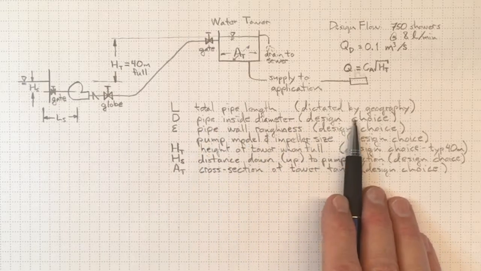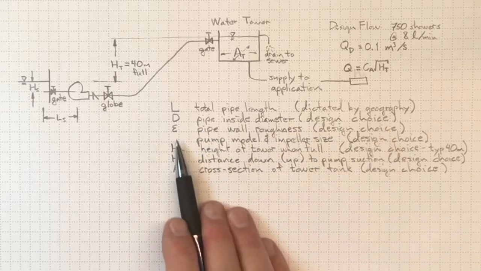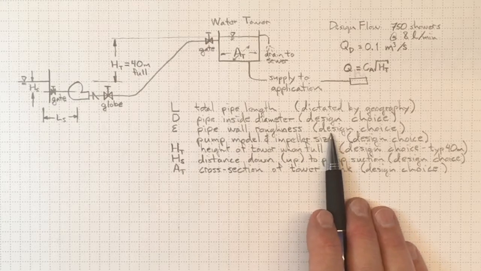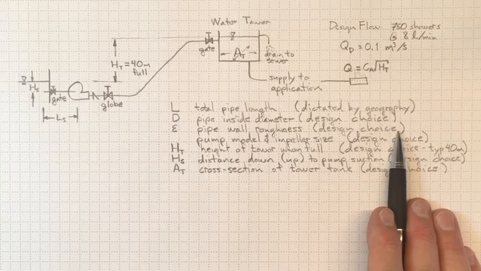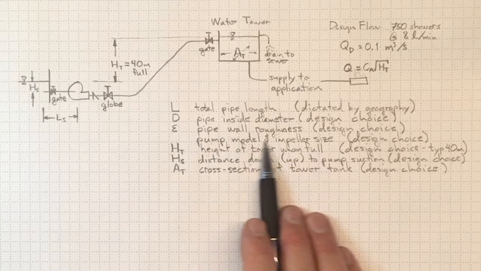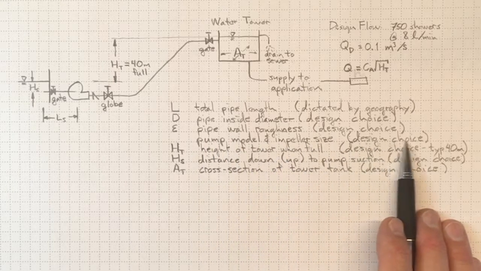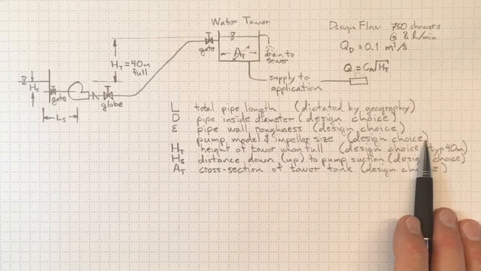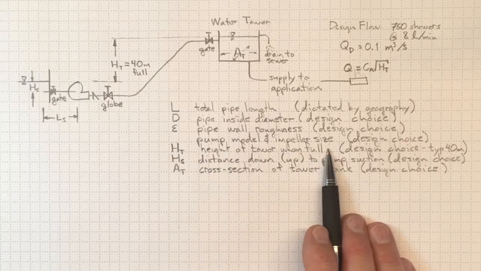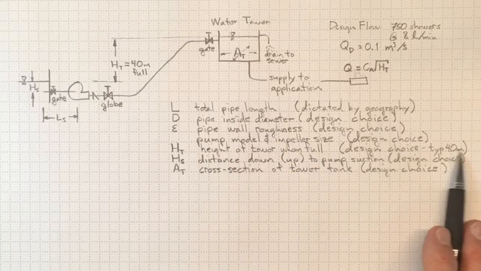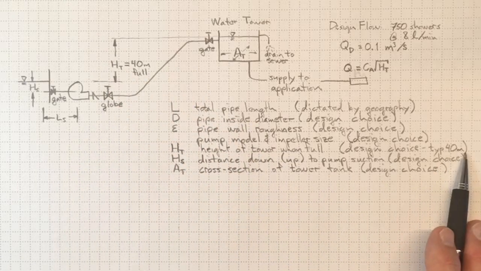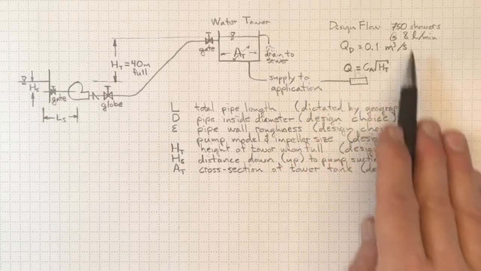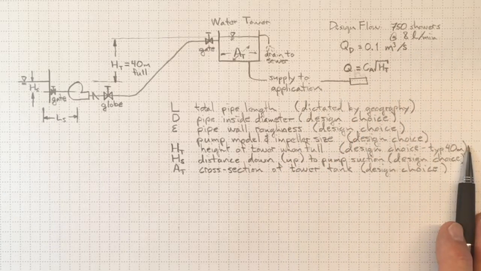The inside diameter of the pipe, that's a design choice that we're going to make. Pipe wall roughness, it's kind of a design choice, but we're mostly stuck with the fact that we're going to use steel pipe, so that's going to give us a particular pipe wall roughness. Our pump model and impeller size, definitely a design choice, and we've already looked at how we might select that pump. The height of the tower when full, well, that's a design choice, but a typical value would be this 40 meters that we've put in here. That would give typical municipal water pressure levels down here where these 750 people are taking a shower.